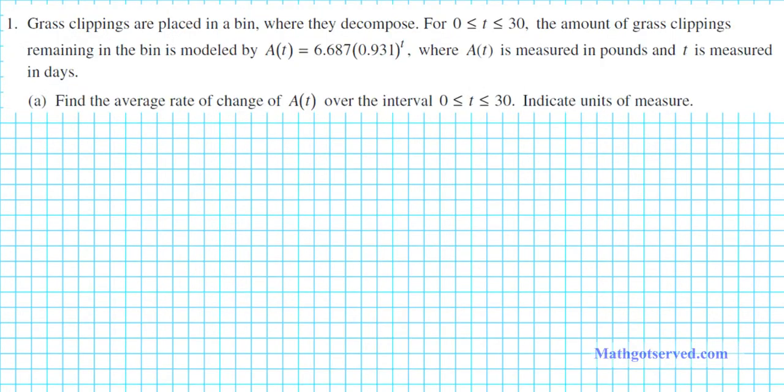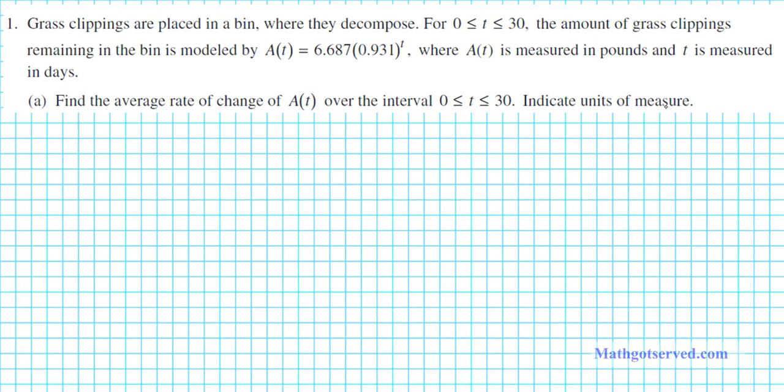All right, let's take a look at the A part of question 1. It says, grass clippings are placed in a bin where they decompose. For 0 ≤ t ≤ 30, the amount of grass clippings remaining in the bin is modeled by A(t) = 6.687(0.931)^t, where A(t) is measured in pounds and t is measured in days. So question A says, find the average rate of change of A(t) on the interval 0 to 30.